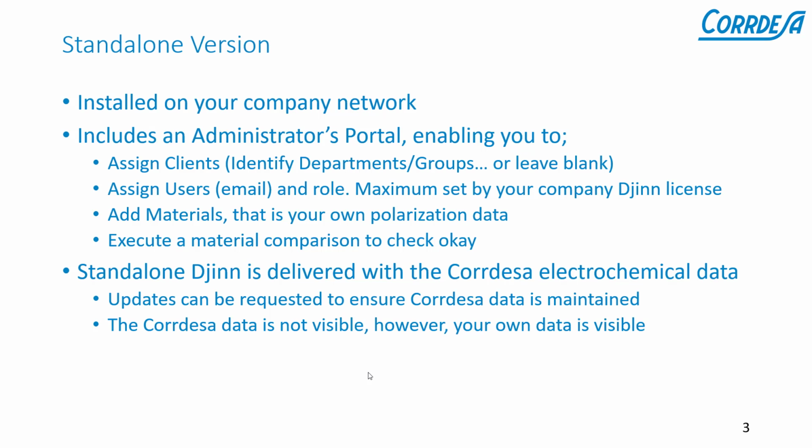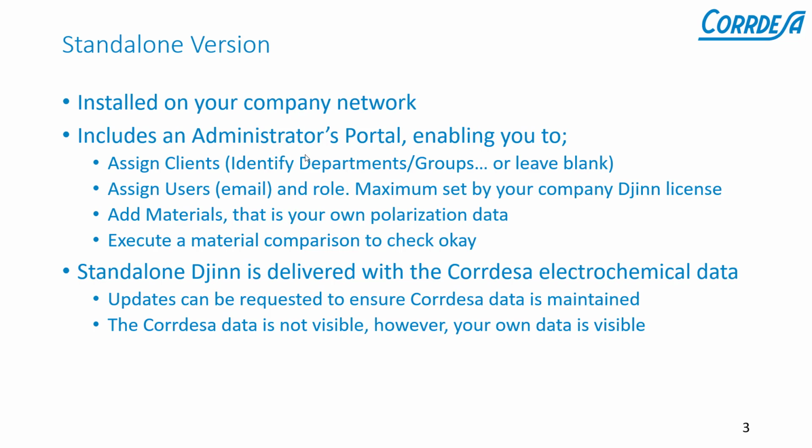The standalone version of Corrosion Djinn is ideal for companies that have particularly sensitive data that they need to keep on their own company network. So Djinn is installed on your network, and it comes with some tools, an administrator's portal that enables you to assign clients, or in your case it would be a department or a group. You can then assign users, which is usually identified by their email and their role as a user or administrator. The maximum is set by your Djinn license. You can have 1, 5, 100 users, and then you have the freedom to add your own polarization data. You add your own materials, and you can do a check of that data as well.